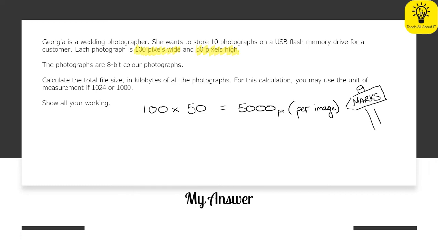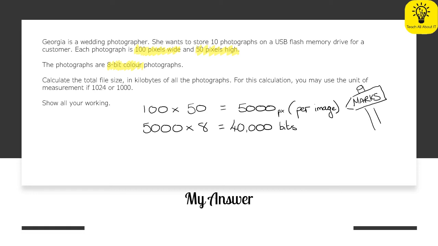Now the next important thing I want to highlight in here is that these are 8-bit colour photos. 8-bit means that is the colour depth, and if that is the colour depth then I'm going to need to multiply that 5,000 by 8. That's going to give me 40,000, and that's bits. And again, that is per image. Now 40,000 bits per image is lovely.